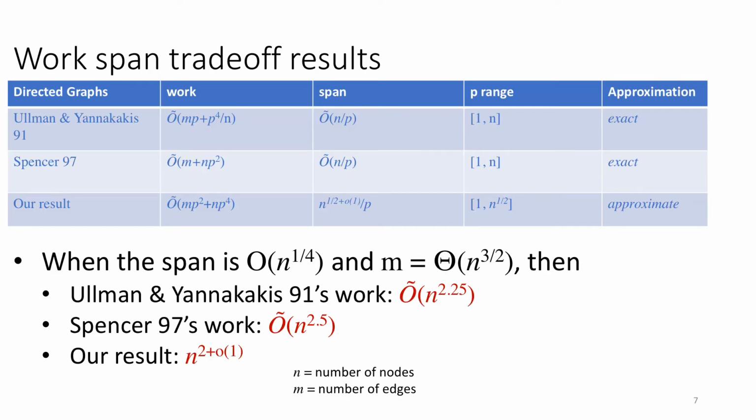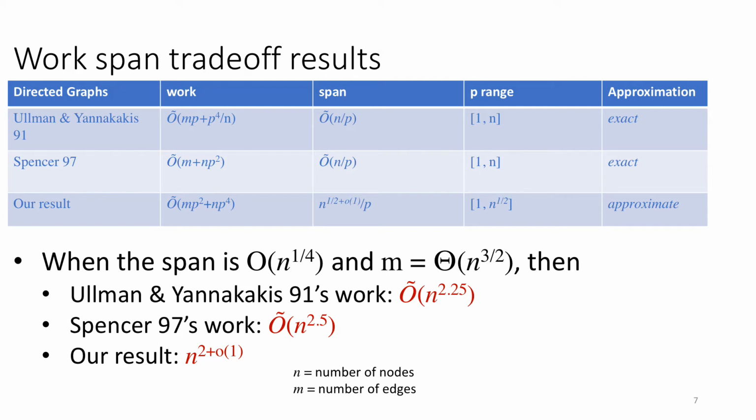Next, I want to show you the improvement in work-span trade-off of our paper. There are 2 previous papers on work-span trade-off: Klein and Subramanian '97 and Spencer '97. I have listed all results in Table 1, but it might be a little hard to compare these results directly. So I have highlighted a concrete example.